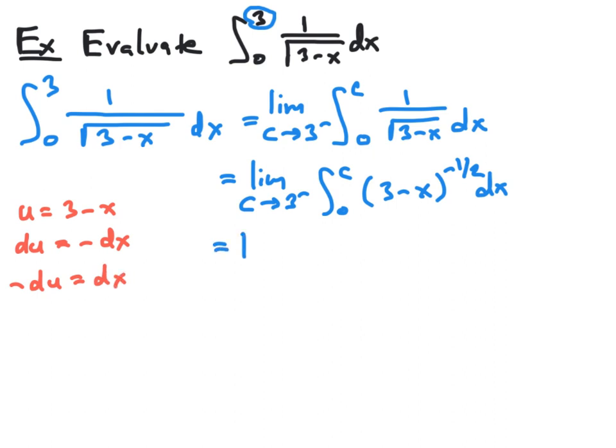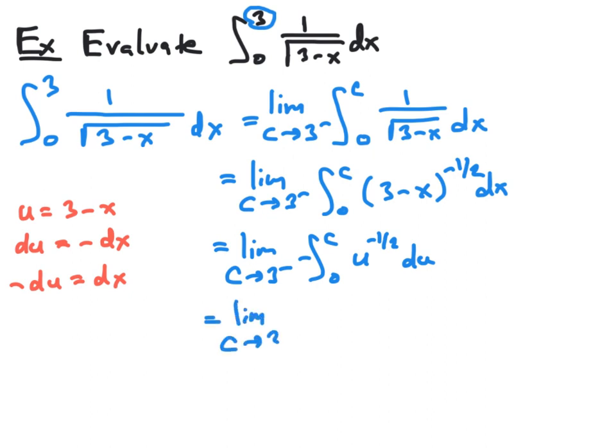So we can rewrite this as the limit as c approaches 3 from the left, the integral from 0 to c of negative, which we can pull outside of our integral, u to the negative 1/2 power du. We can then anti-differentiate this in terms of u. So we have the limit as c goes to 3 from the left of negative u to the positive 1/2 divided by 1/2, which is the same as multiplying by 2, and then evaluated from 0 to c.